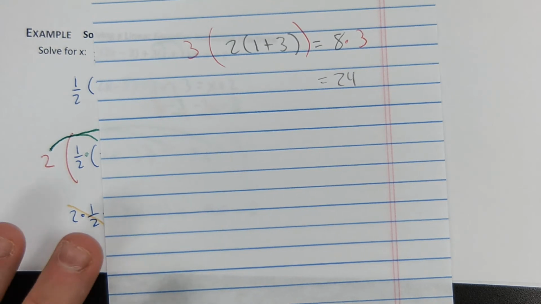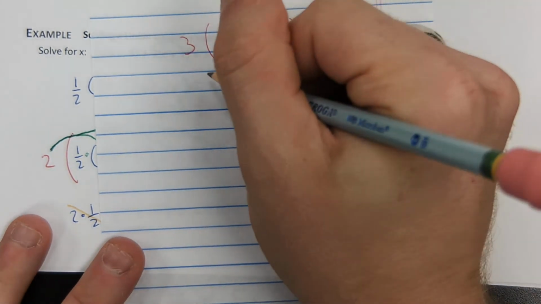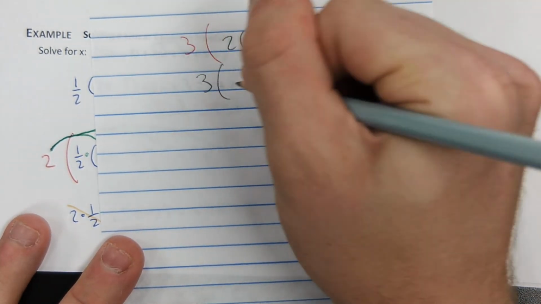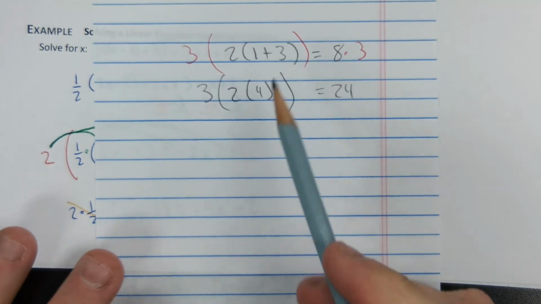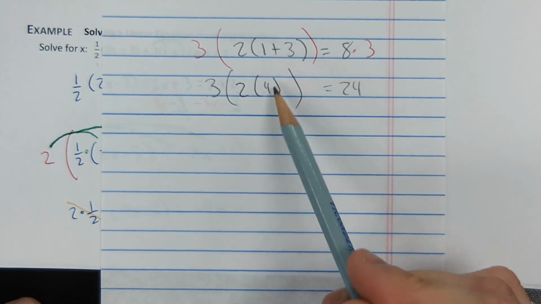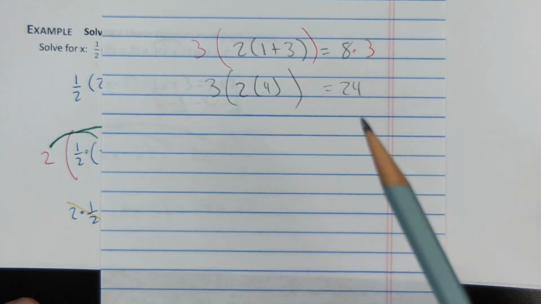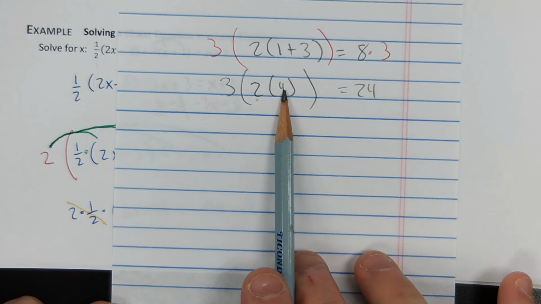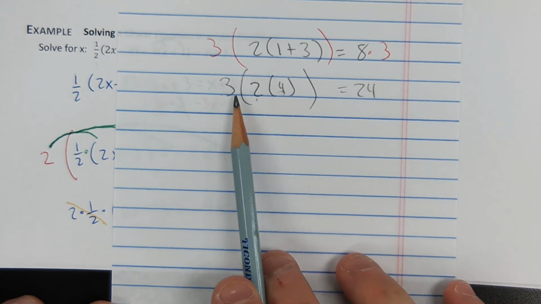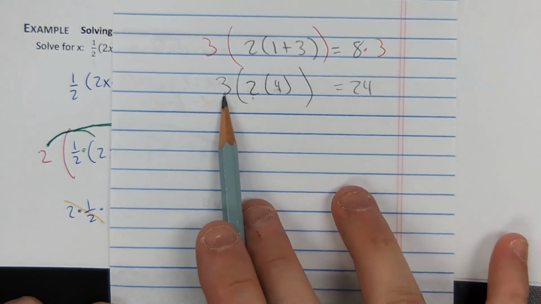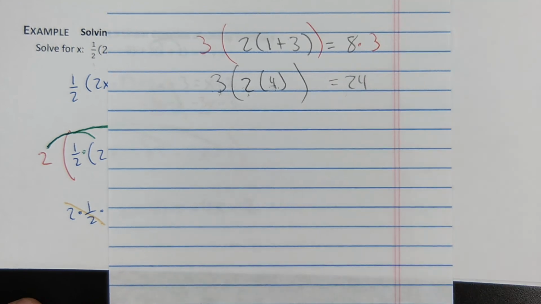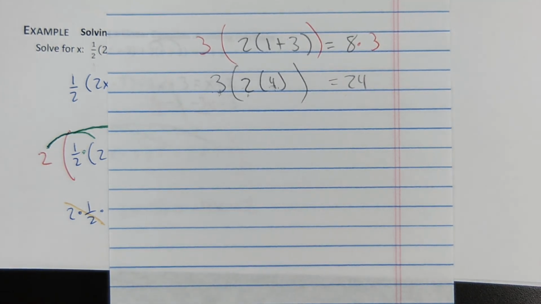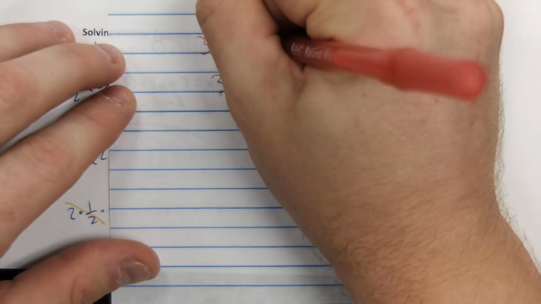But what I'm saying is you are not going to distribute this 3 to this 2 and this 4. You don't get to put it to both. This 1 plus 3 became this 4. The reason why is because this 2 times 4 is 8. But if you multiplied the 3 to both of them, you'd have 6 times 12, which is not 24.